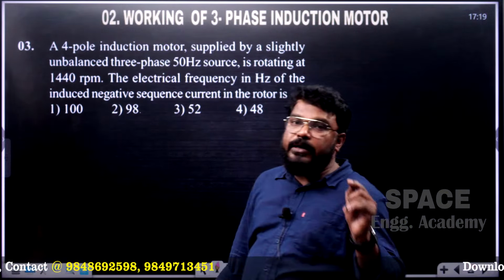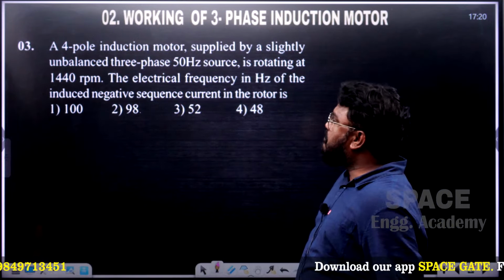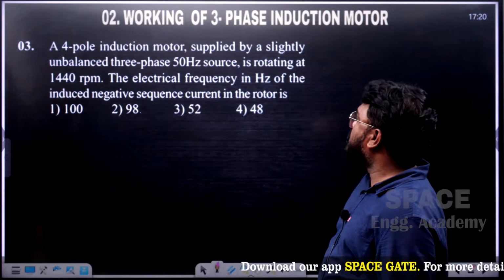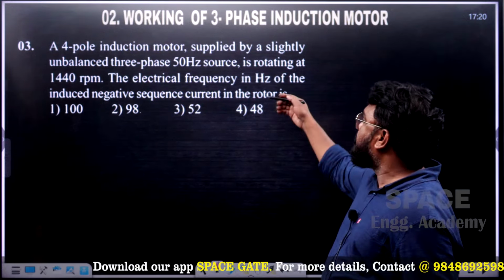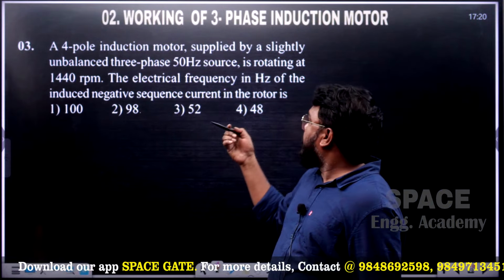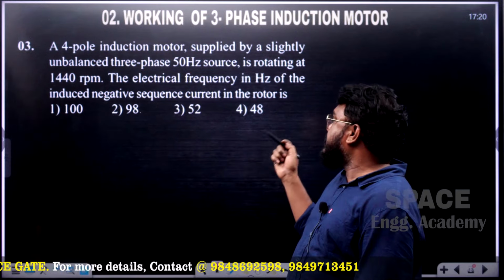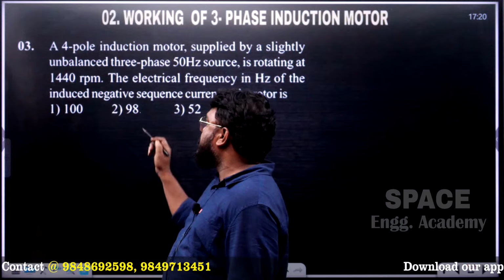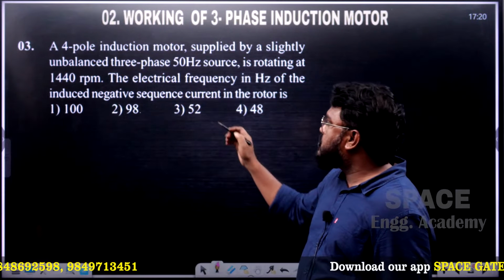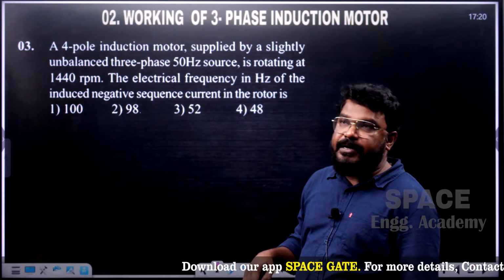A 4-pole induction motor is supplied by slightly unbalanced 3-phase, 50 Hz stator supply. It's rotating at 1440 RPM. The electrical frequency of the induced negative sequence current in the rotor is: option 1, 100 Hz; option 2, 98 Hz; option 3, 52 Hz; and option 4, 48 Hz.